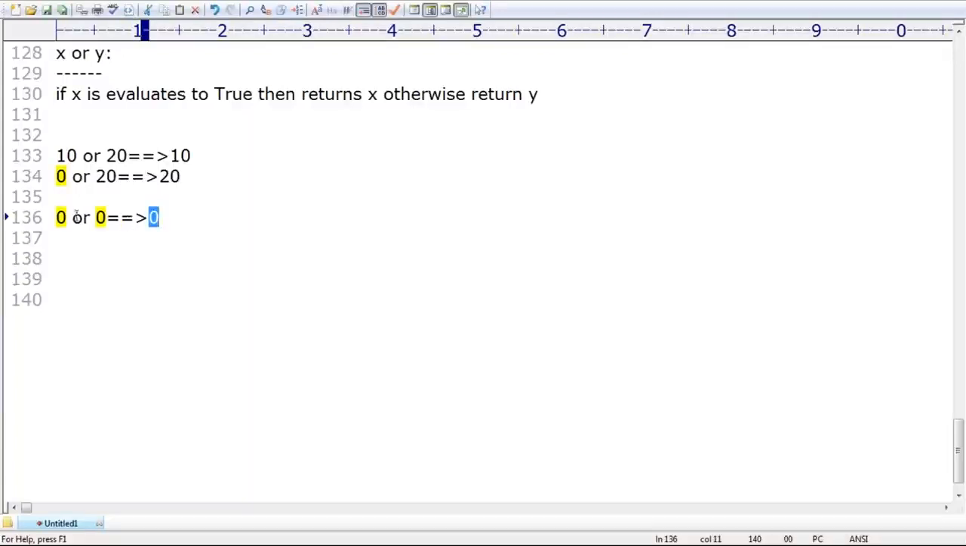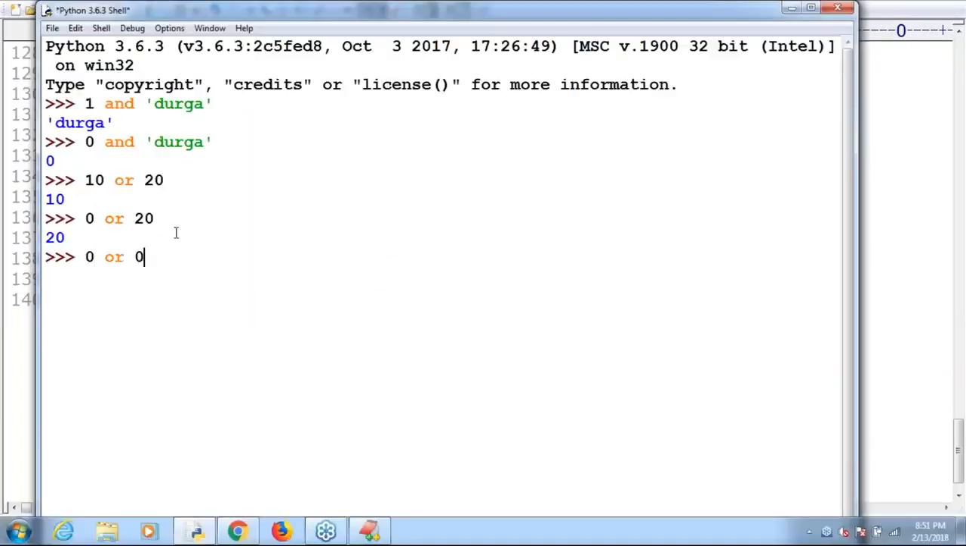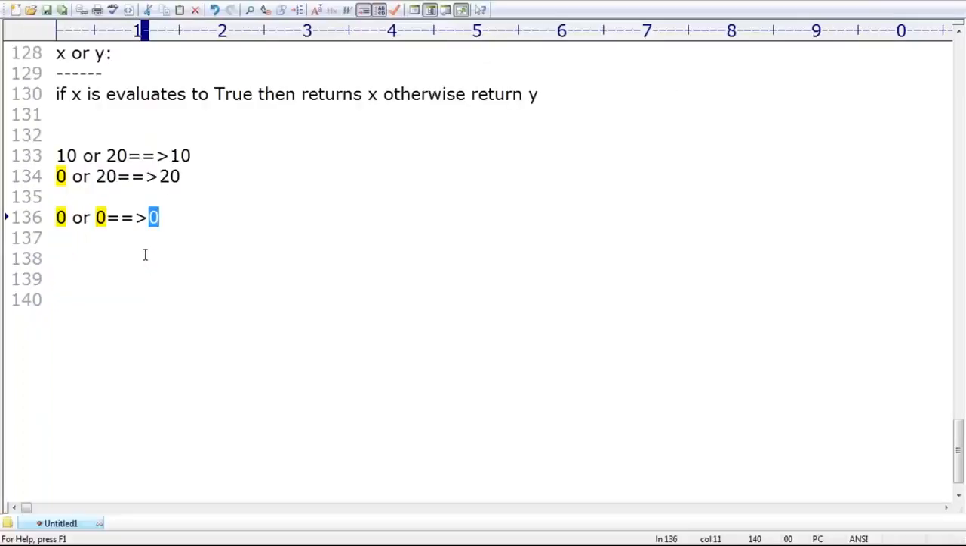0 is the answer. Because the first one evaluates to false, obviously I have to return the second one. The second one is 0 only. That's why 0 or 0: the answer is always 0, sir, because this 0 is going to be considered. Was that clear? So that's all this is.